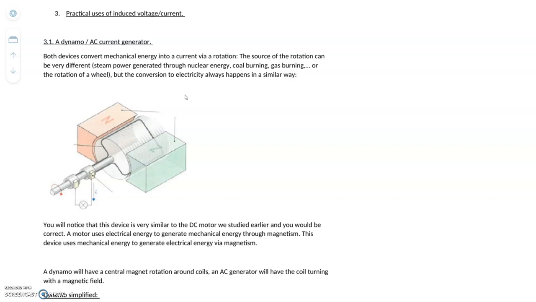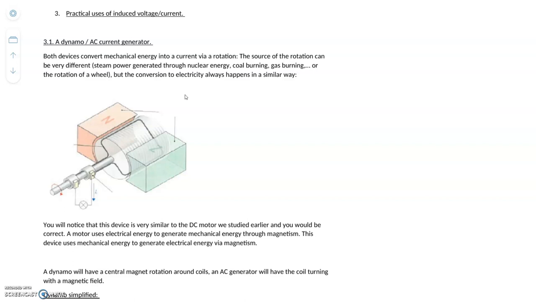The source of the rotation itself can be a lot of different things. It can be steam power generated through nuclear energy, coal burning, gas burning, all these sorts of things. Just a simple rotation of the wheels on your bike is enough to generate some voltage and therefore current. But the conversion to electricity always happens in a very similar manner.